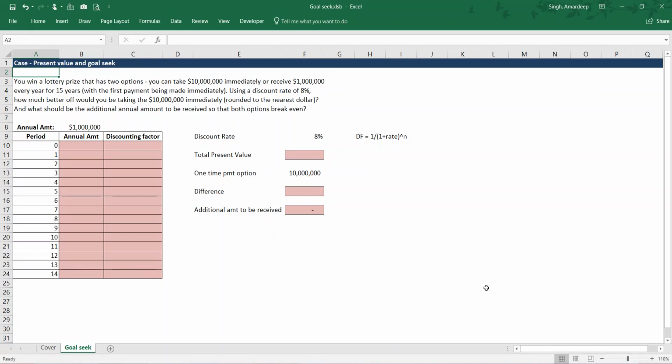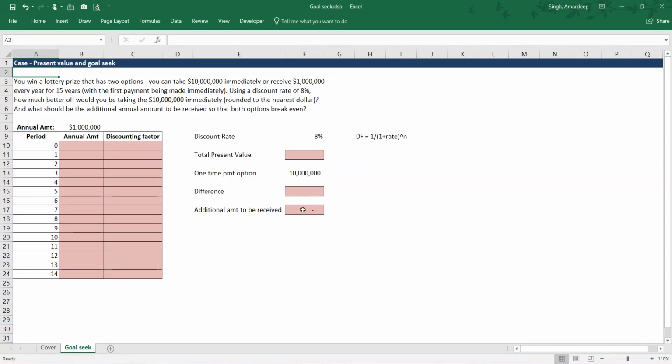Now let's assume that the sum of the present value of the 15 payments that you would receive over the next 15 years comes out to be $9 million. So effectively there would be a difference of $1 million between option number 1 and option number 2. So as a next step we would need to find out that if instead of receiving $1 million annuity every year for 15 years, we were to receive an additional amount, what that additional amount should be.